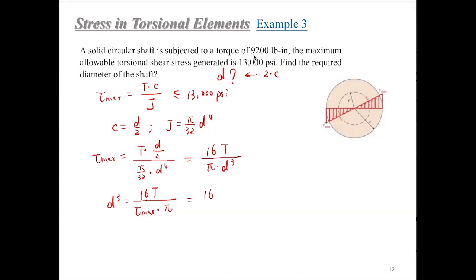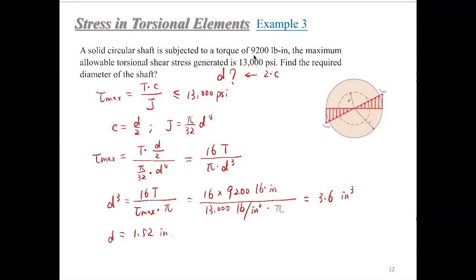Okay, so this will be 16 times the torque that has been given, 9,200 pound-inch, over the tau max that has been given. Tau max is 13,000 psi, pounds per square inch, times pi. So this will be 3.6 cubic inch. So D can be solved as 1.52 inch. So this is the value of D determined from these equations.